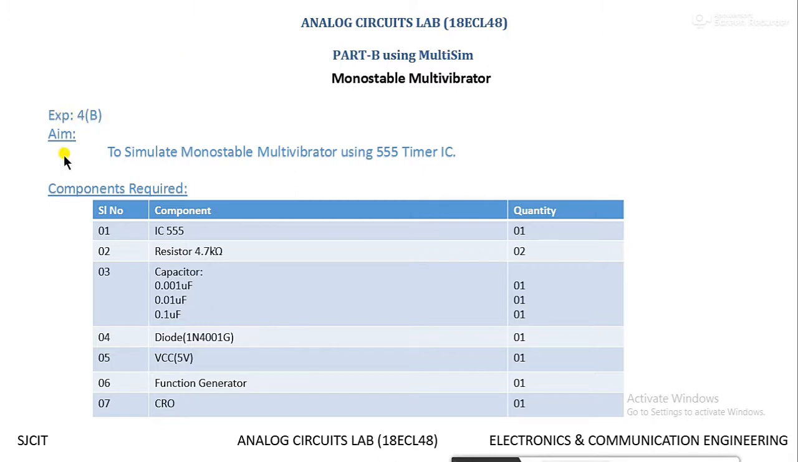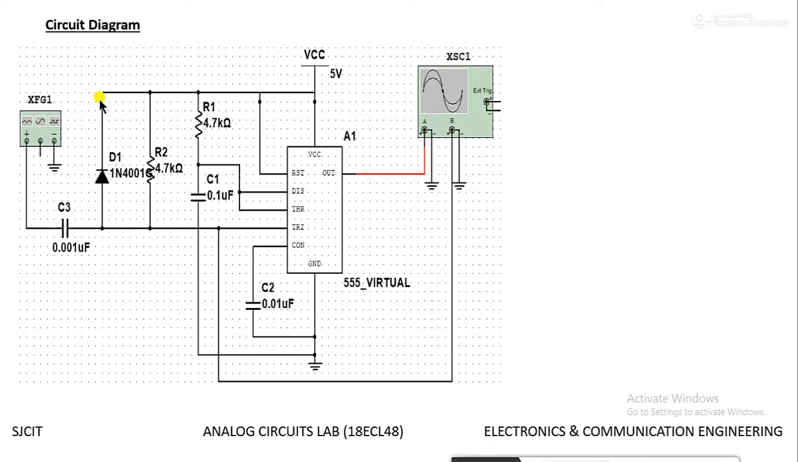Experiment number 4B. Aim: to simulate monostable multivibrator using 555 timer IC. Components required: IC 555, resistor 4.7 kilo ohms, capacitors 0.001 microfarad, 0.01 microfarad, 0.1 microfarad, diode 1N4001G, VCC 5 volts, function generator and CRO. Circuit diagram of monostable multivibrator.